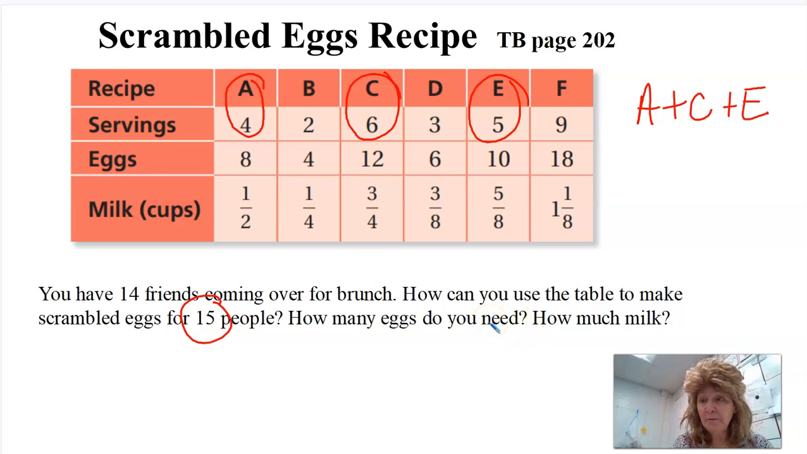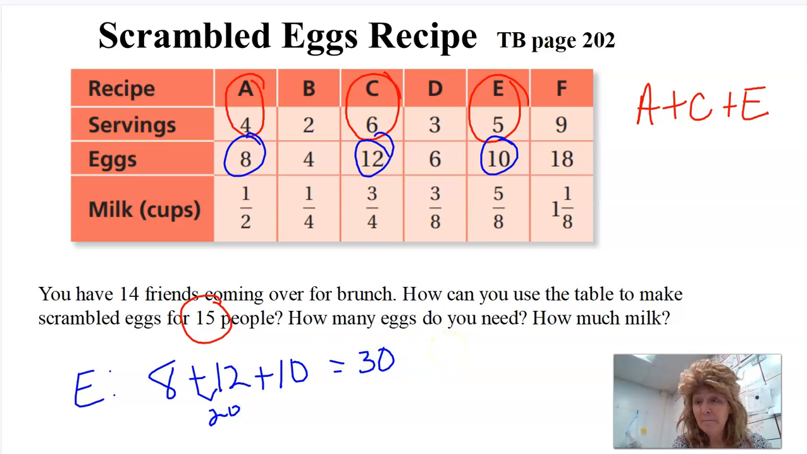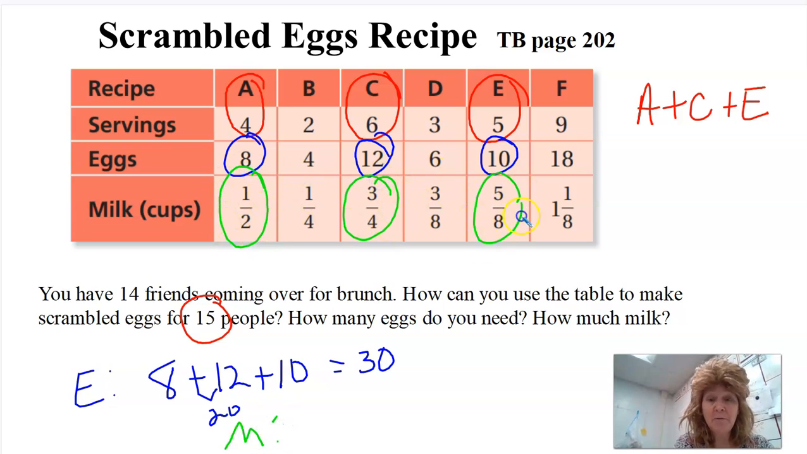So now I'm going to go through with a different color and circle the eggs. So I need eggs would be 8 plus 12 plus 10, there's 20 plus 10 equals 30. And then the milk, let's do in green, milk. I need a half a cup. Fractions, 3/4 and 5/8. Okay, so here we go.